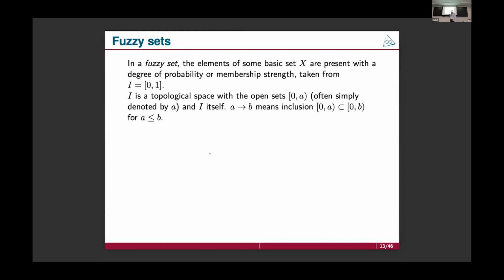So there are fewer elements with a higher strength. But of course, if something has a higher probability, then it also has that lower probability. So if something is there certainly, then it's also there with probability at least one half.